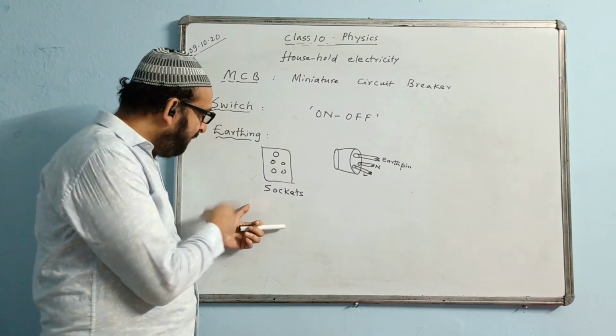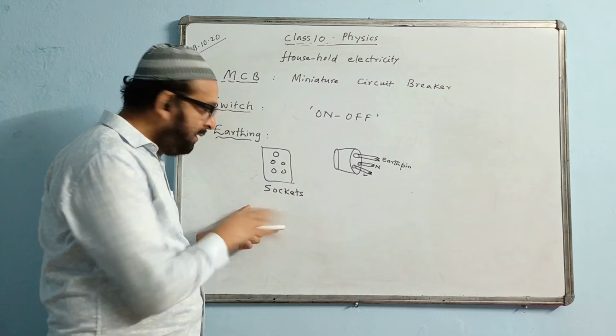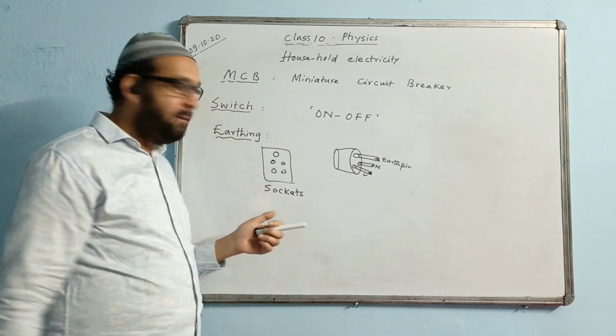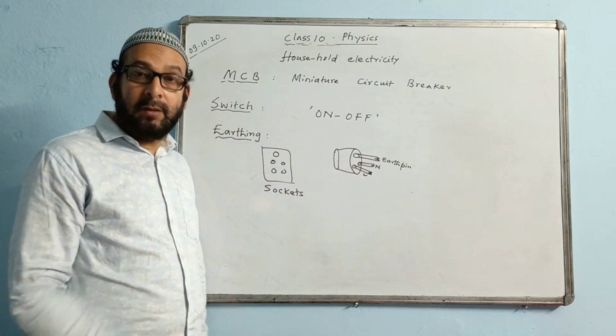And if not the live, but if there is a leakage of any current, then that current goes to the earth and the fuse blows. The first precaution is taken, that's why it is made longer.